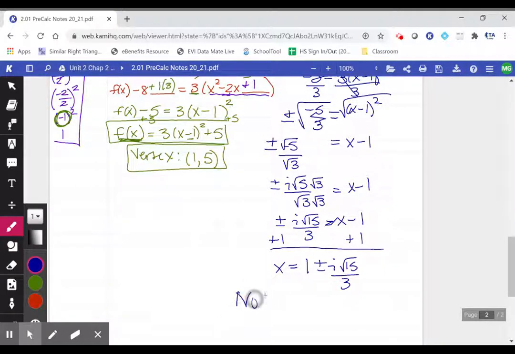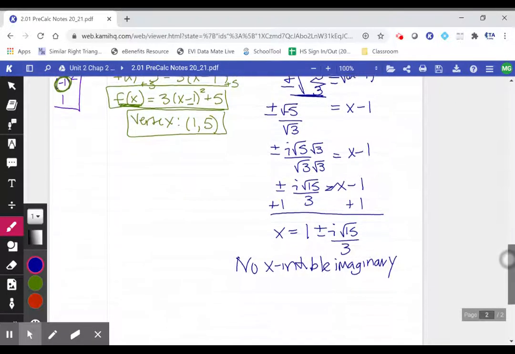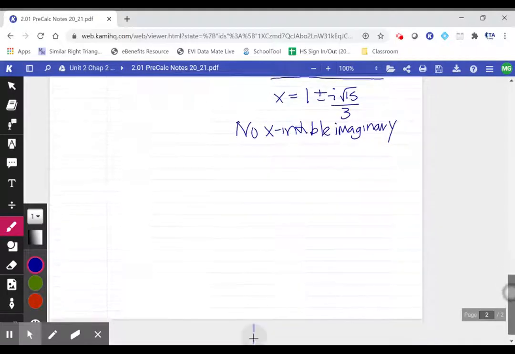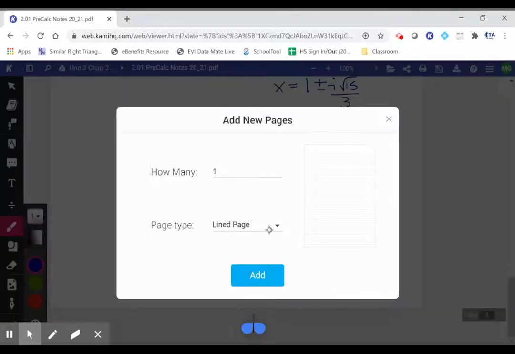So there's no x-intercepts because it's imaginary. And you could have stopped as soon as you saw you were taking the square root of a negative all the way up here. That's when you could have stopped. But again, good practice to review that always.